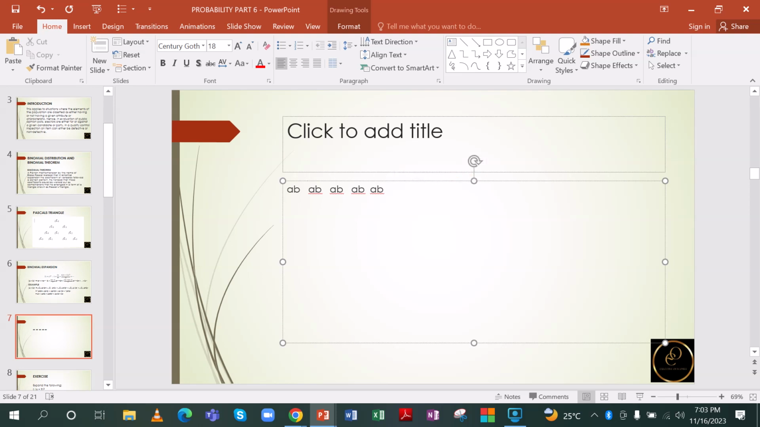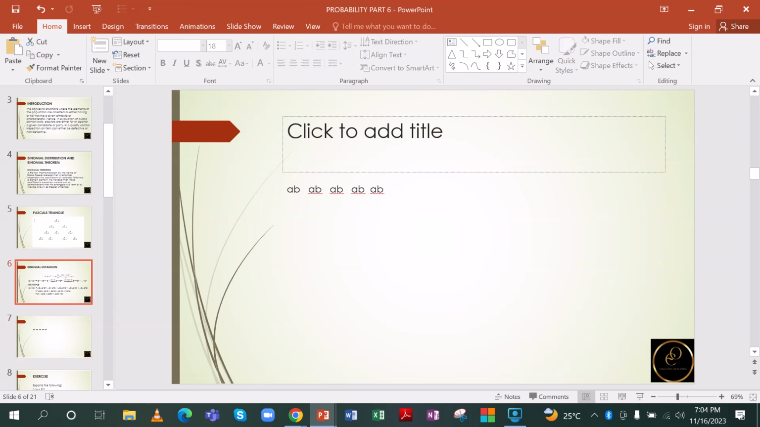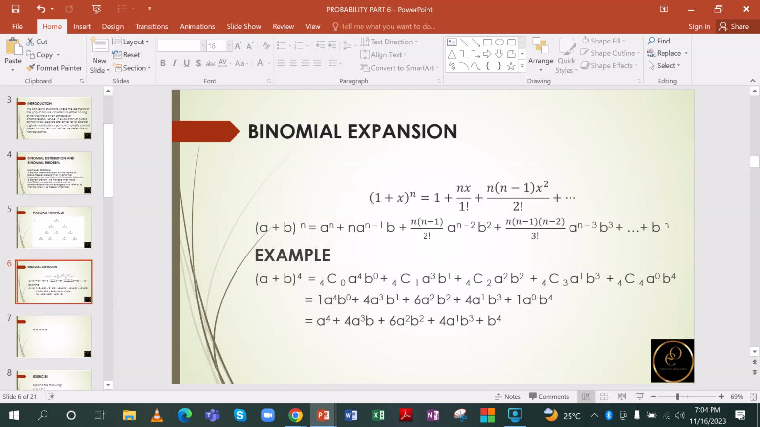And we know from rules of exponents that any base raised to power 0 is equal to 1. So A raised to power 4, B raised to power 0 means A raised to power 4 times 1. Okay? So the last one here, we have A raised to power 0, which means 1, times B raised to power 4. Are we together? Yes.